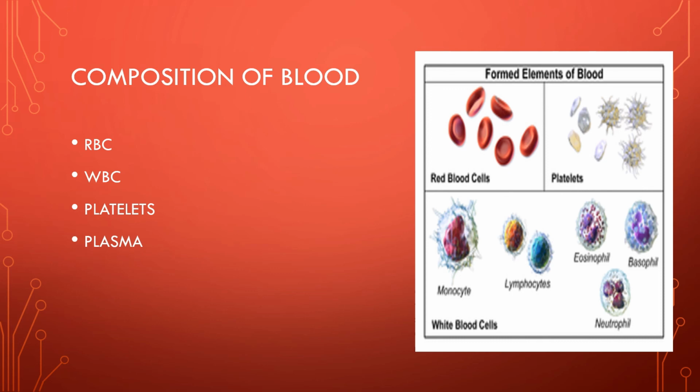Third is platelets, also known as thrombocytes. They are 2 to 5 lakh per cubic millimeter of blood. They also help in the clotting mechanism.